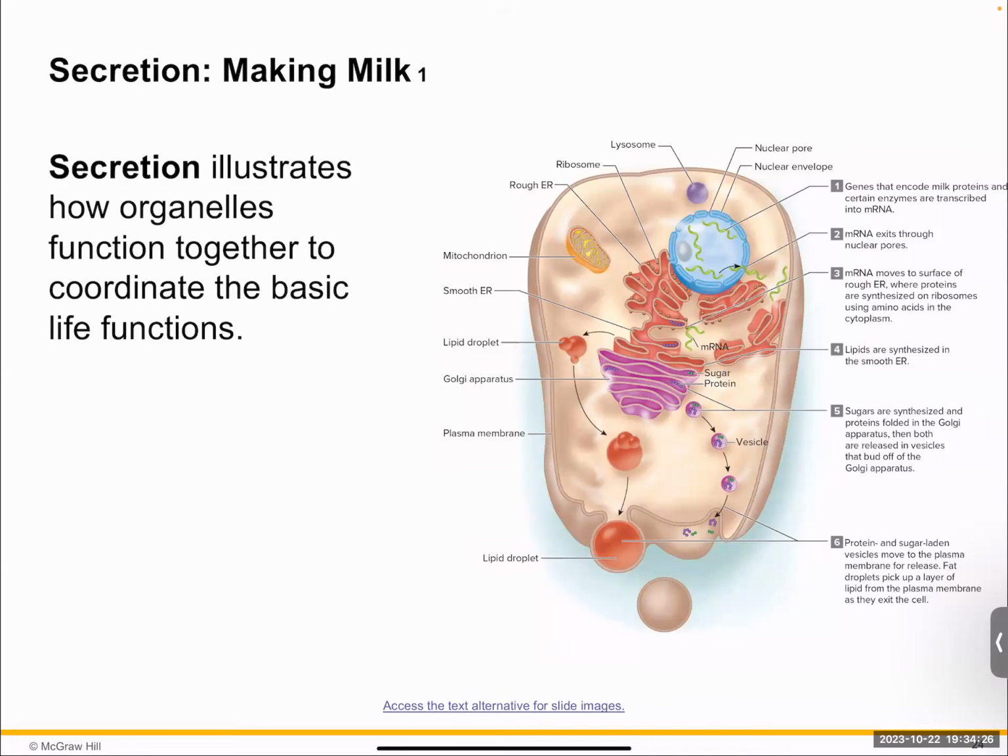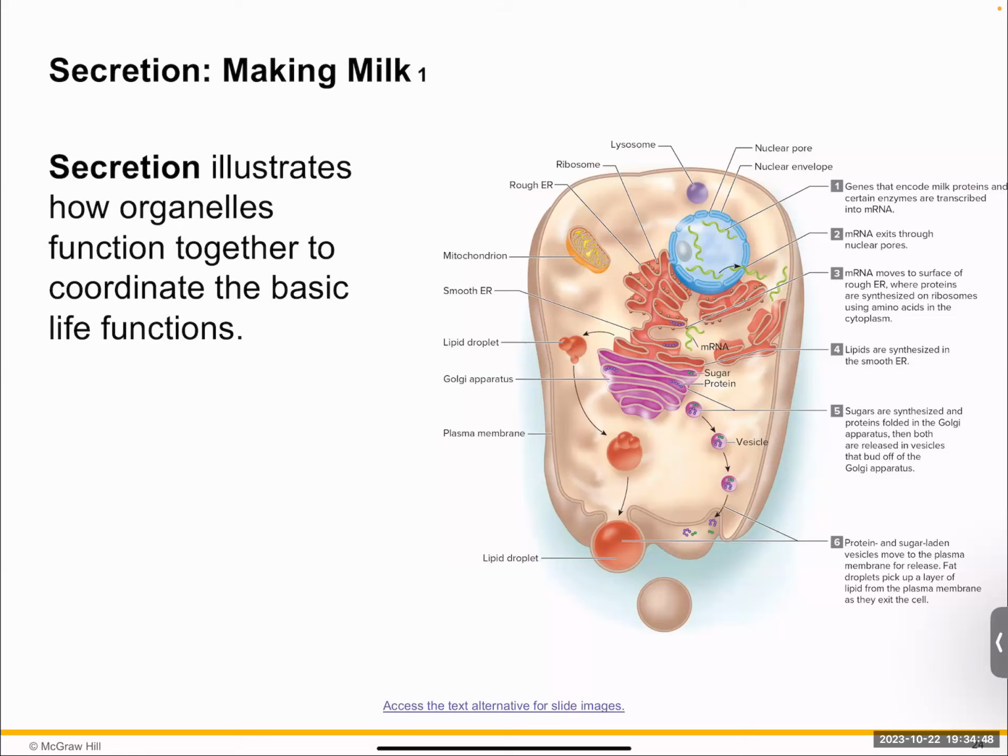Now, before we talk about the cytoskeleton, I did want to take a moment to show you this process that's associated with secretion, or basically release of the material outside your cell as your cell produces material. This is called making milk.